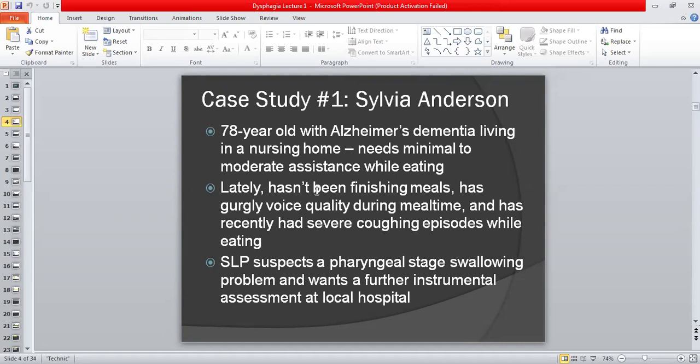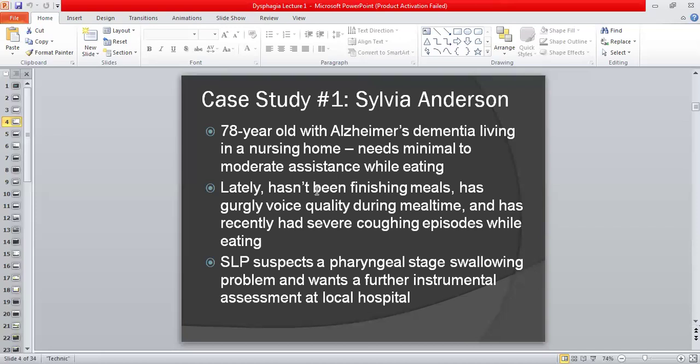is coughing episodes. Now, as we proceed in this lecture, we will realize that not finishing meals, gurgly voice and coughing episodes, these are all indicators that make us suspect that the person is not enjoying the food, or the person is not confident to swallow it, or he is not safely swallowing. So remember, swallowing is about safety. So our role as speech therapists is to ensure that the person not only swallows, but we ensure safe swallowing, because otherwise it is going to have its consequences.